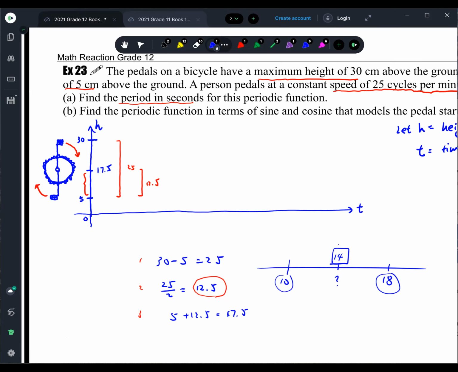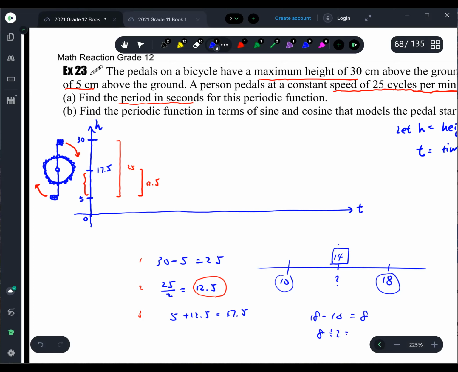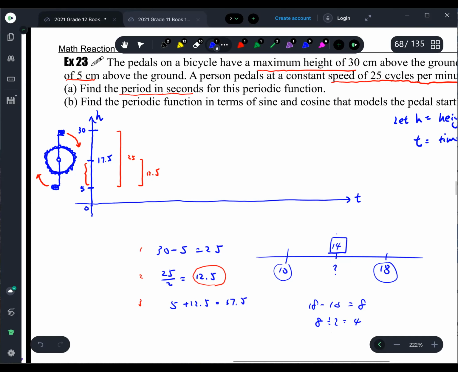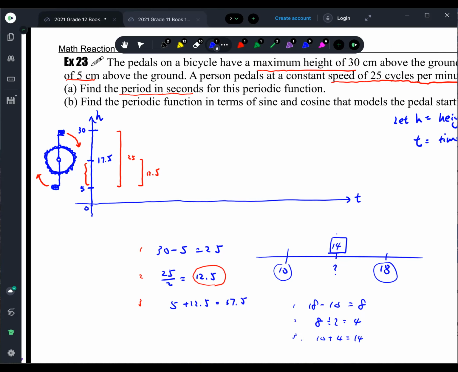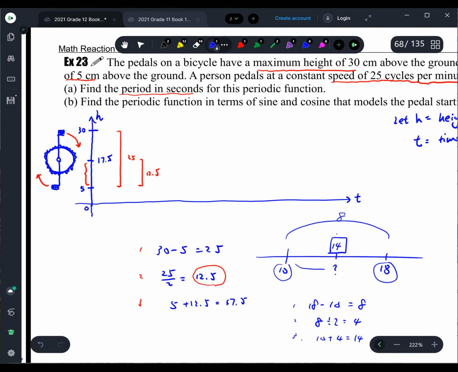10 minus 18 divided by 2. You mean 18 minus 10? Yeah. Okay, 18 minus 10 equals 8. 8 divided by 2 is 4, and then add it to 10. That gives you 14. So this way is still doing 3 steps, right? Because we need to find the total distance, which is 8, cut it in half, which is 4, and then add it to the 10.